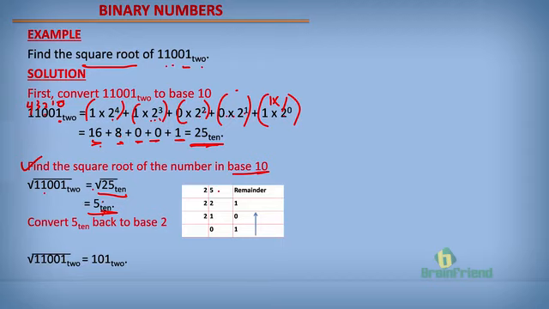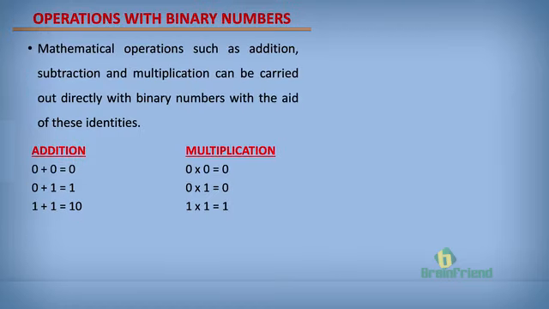So we have 5 here. 5 divided by 2 gives 2, remainder 1. 2 divided by 2 gives 1, remainder 0. And 1 divided by 2 gives 0, remainder 1. So we write the answer from the bottom to the top, which is 101₂. So the square root of 11001₂ is 101₂. Now, let's look at some operations with binary numbers.